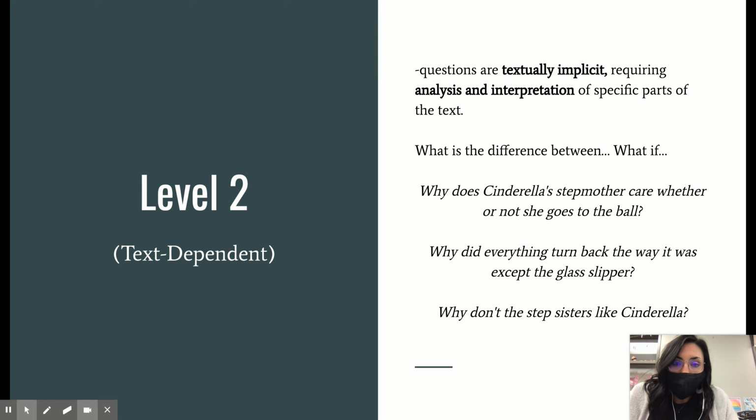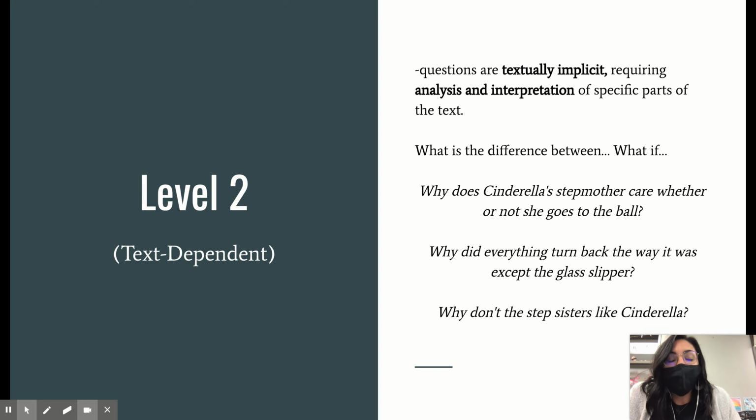Level 2 questions are textually implicit. What that means is that they require both the text and analysis. You have to look at the text, find the answer, and then make meaning out of that answer. These are questions that typically start with something like, what is the difference between? Why? So, why does Cinderella's stepmother care whether or not she goes to the ball?